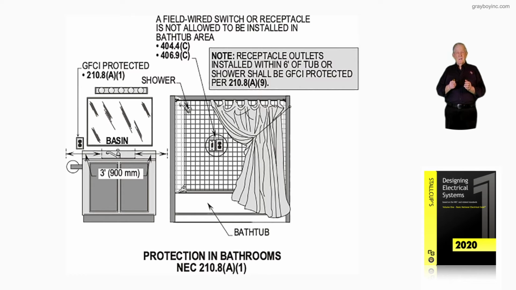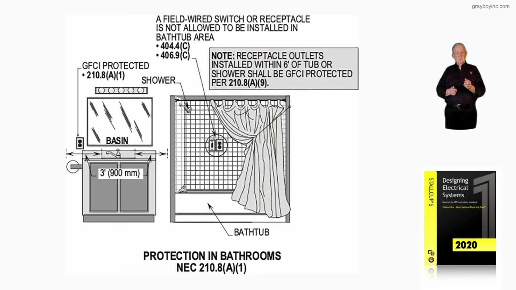However, you cannot locate a switch or a receptacle in an area where there's a shower or a bathtub. And notice that's very clearly stated, but you have to go over to the article that deals with switches, Article 404. And 404.4 says in part this. Doesn't matter if the homeowner wants you to put it there. It's a code violation. You have to tell them that.